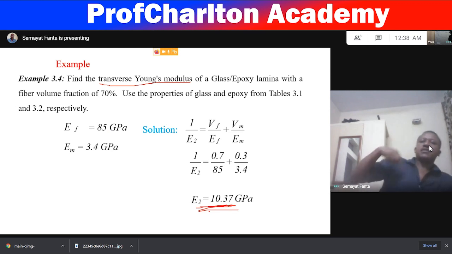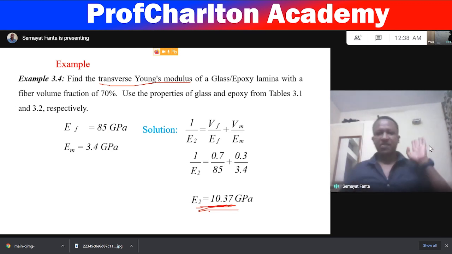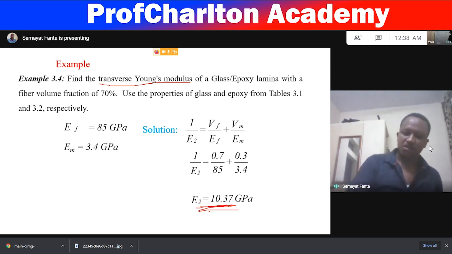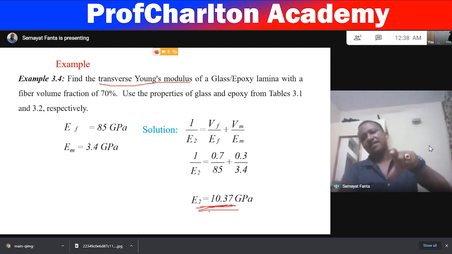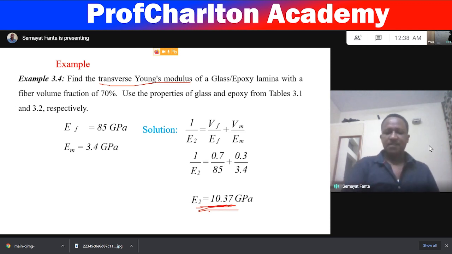It is not that epoxy, or it is not now a glass. So it is a glass epoxy composite in the transverse direction.